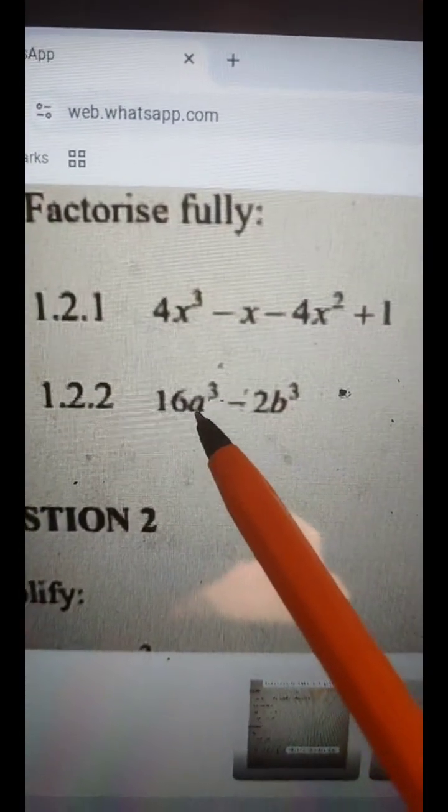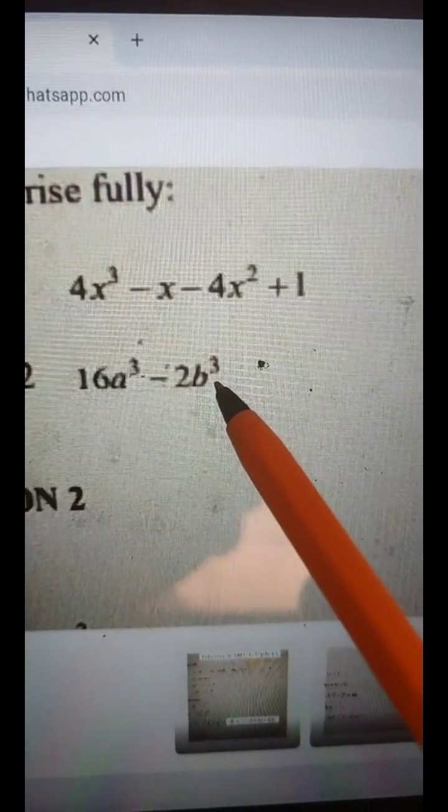So let's look at another question here. 16a cubed minus 2b cubed. All right, 16a cubed minus 2b cubed. Right, so let's write down the question. It is also saying factorize.